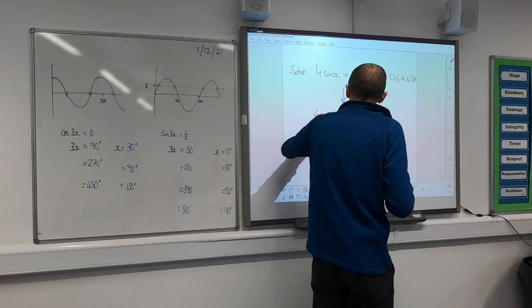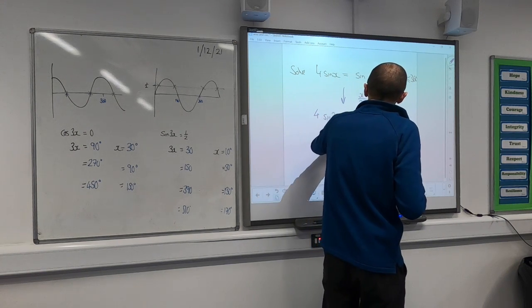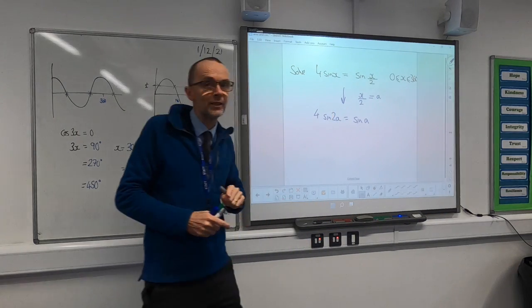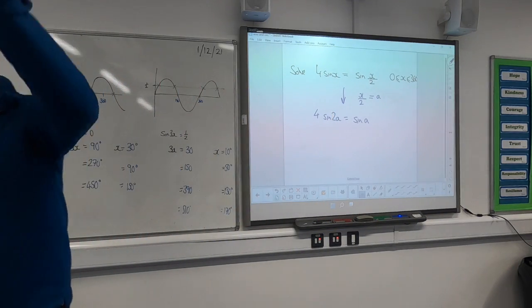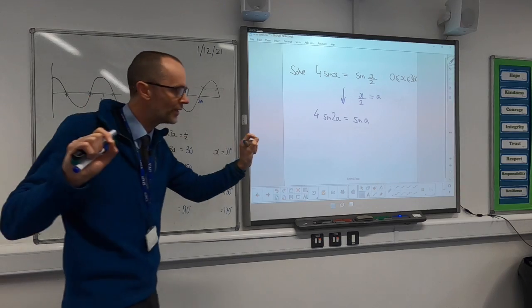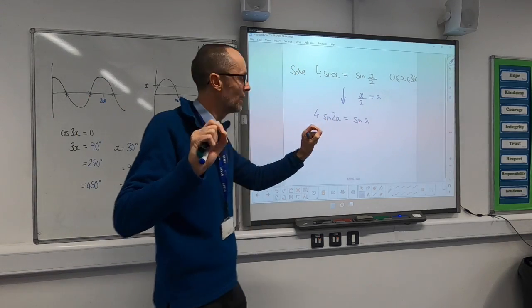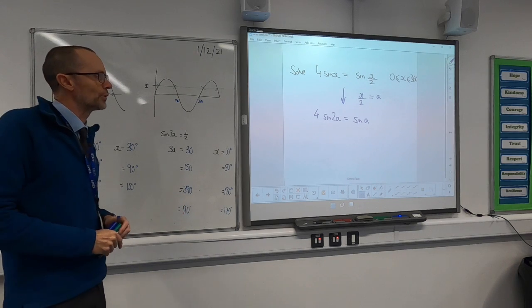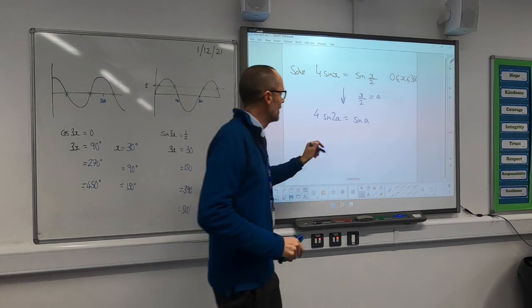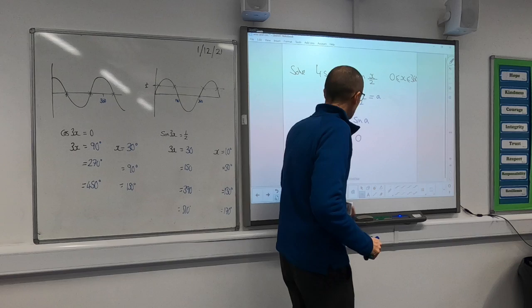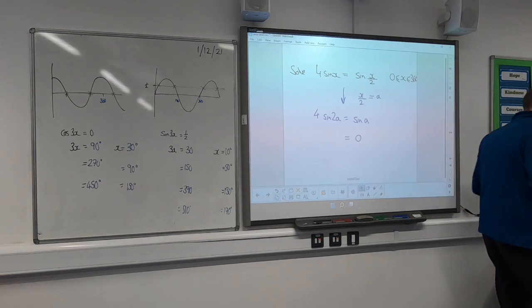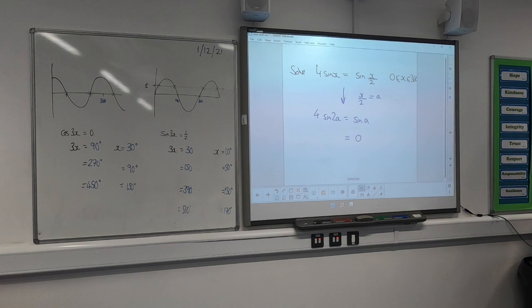So I've got 4 sine 2A equals sine A. I'm going to replace that, and sine 2A, we punch the air when we get a sine 2A question, because there's only one identity with sine 2A in it. That's going to be 2 sine A cos A. No choice like we have with cos 2A. I'm going to take the sine A away from both sides, and as is so often the case with sine, I am going to factorise to find my solutions.